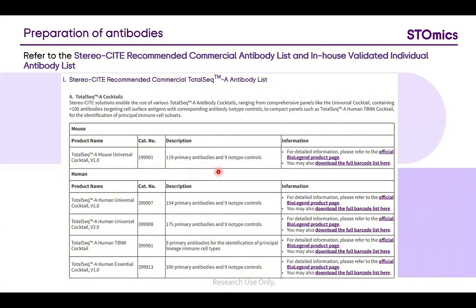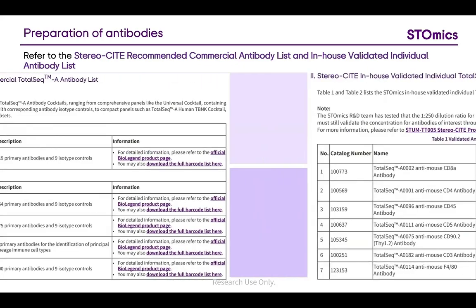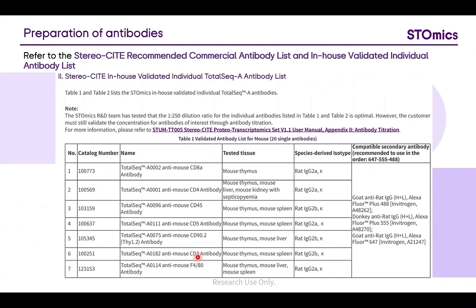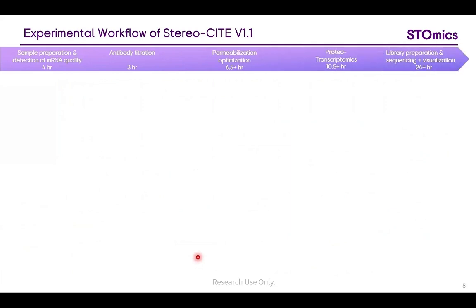These panels include more than 100 antibodies and their isotype controls. And there's also a small panel which specifically targets cell types of interest. An example is the human TBNK cocktail. It only includes 9 primary antibodies, but it's specifically for the principal lineage immune cell types. Users may also select individual primary antibodies and mix them together for Stereo-CITE experiments based on their research interests. Now, let's have a general overview of the experimental workflow for our Stereo-CITE version 1.1.